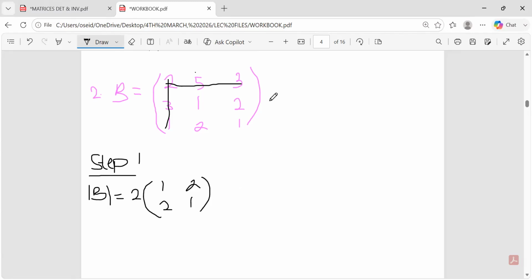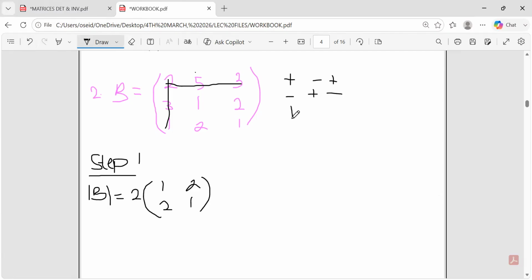Then don't forget that the cofactor sign says what? Plus, minus, plus, minus, plus, minus. Then what? Plus, minus, plus. And with this one, we are dealing with the first row. So we are taking this. All right.